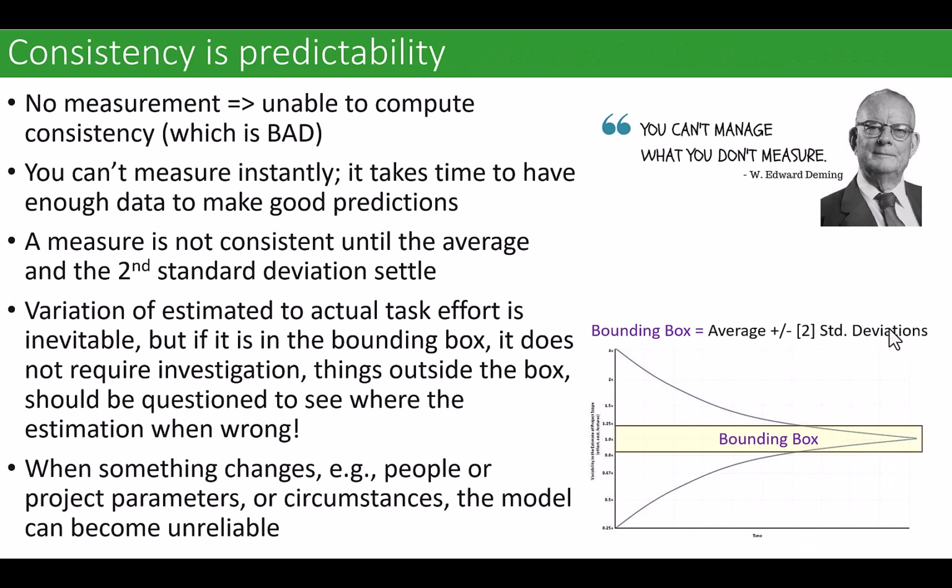Consistency is predictability. And famously, Deming's observation is square on. One of the things that I see go wrong at the beginning of projects is this assumption that you can measure instantly. It takes time to make good predictions. And that's represented in the lower right-hand diagram of what's called the cone of uncertainty, which basically means the longer in time you go along, the better and better you get at figuring out how long something will take.